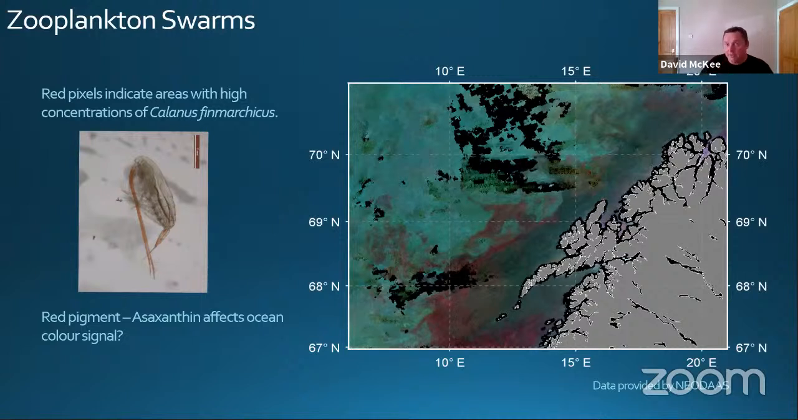And the way in which we think this occurs is that if you actually look at the animals under a microscope, very often you see that they have patches of this red pigment, astaxanthin, which, if you have enough of them in enough concentration, eventually causes a change in the overall colour of the water.